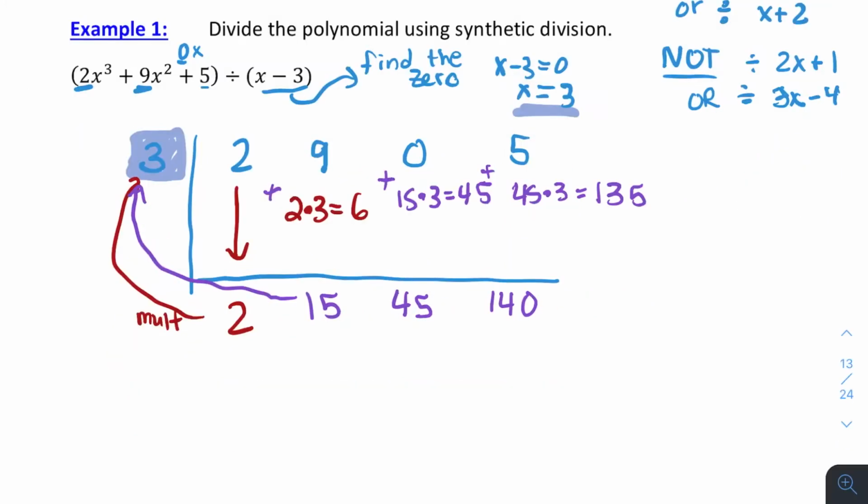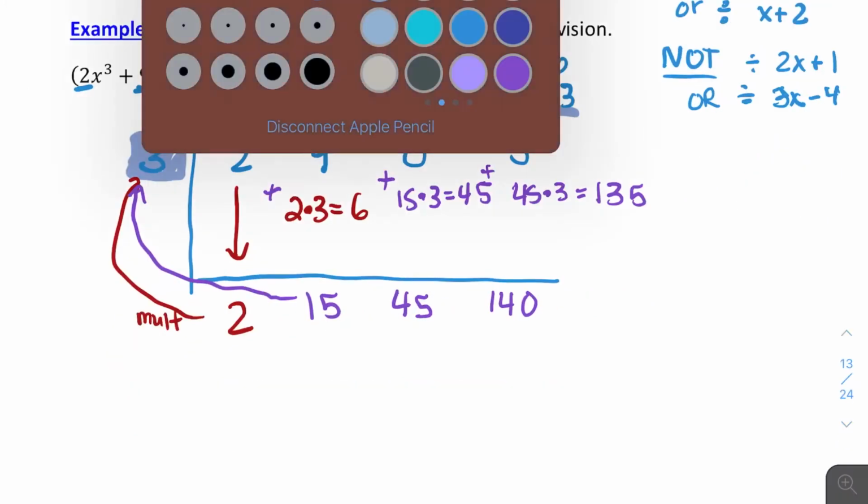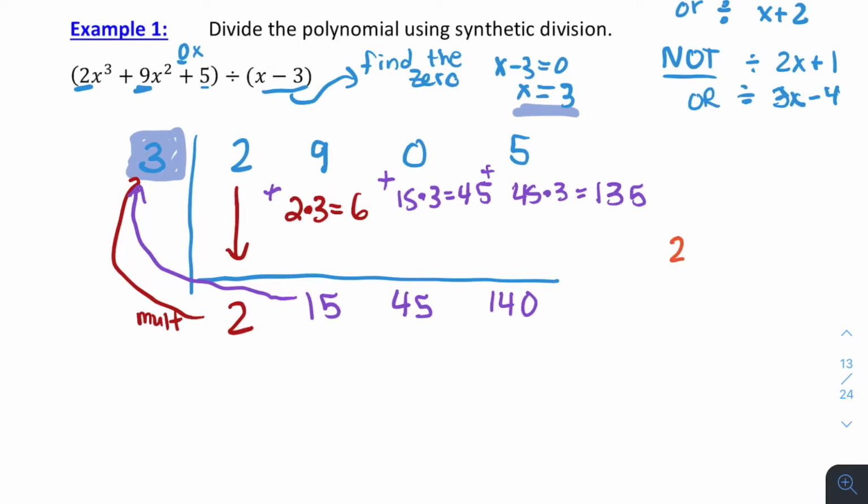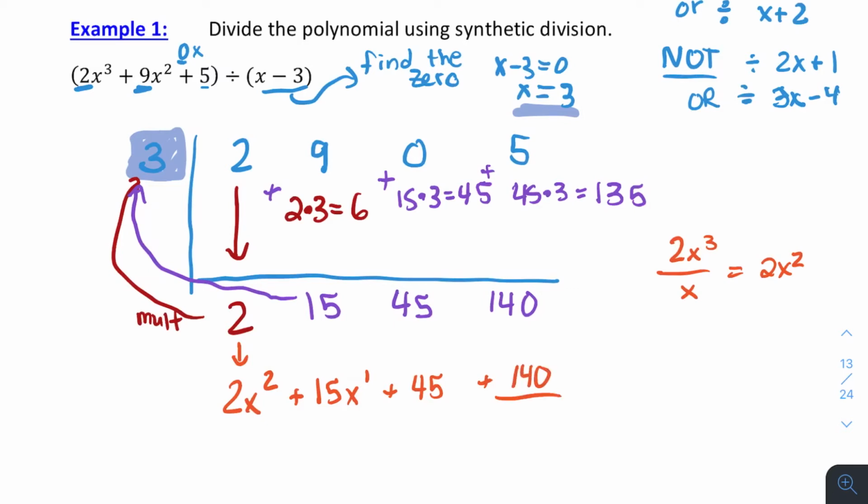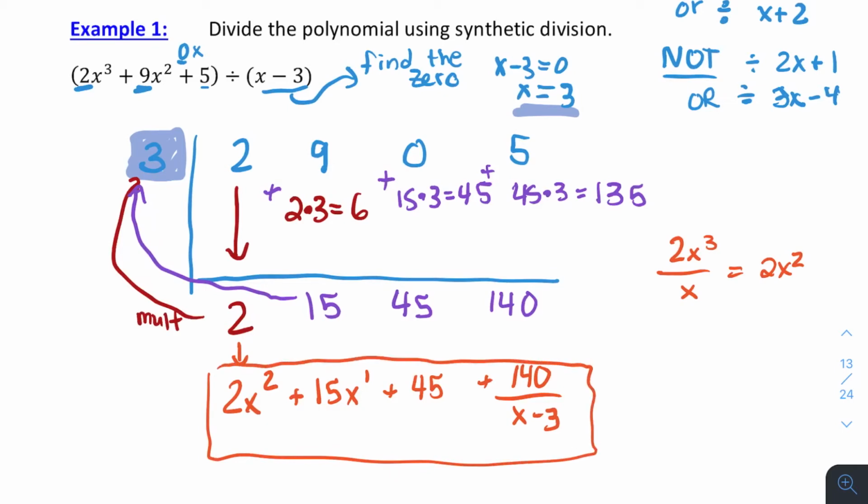So that's just a string of numbers. It's not really my answer or my result of my division problem. So what you need to think about is, well, my original polynomial, I was doing 2x to the third divided by something that was x to the first. So that means I'd have x squared as my degree on my first term, and then just decreasing my degree by 1 for each of the following ones. X to the 0, remember, is just like a 1, so that's just my constant. And then my last value is going to be my remainder, 140 over what I was dividing by.